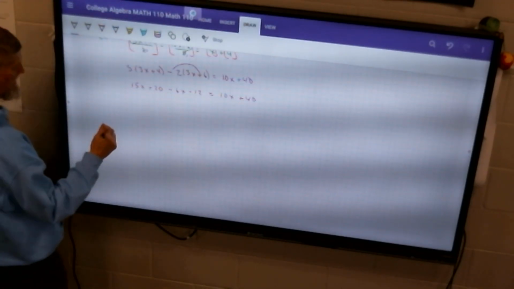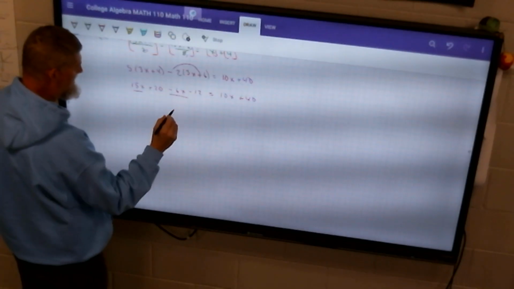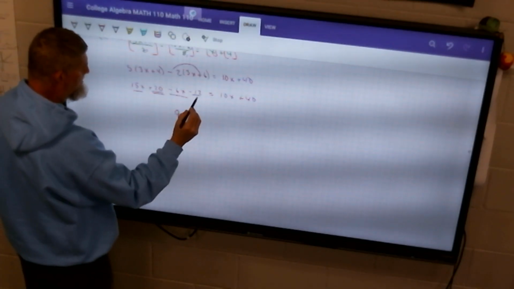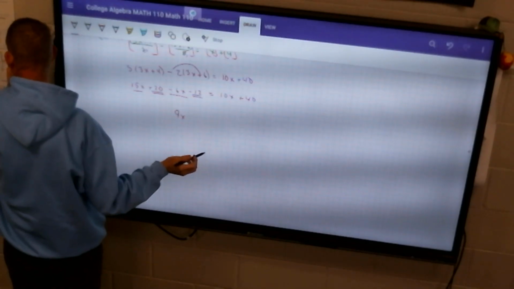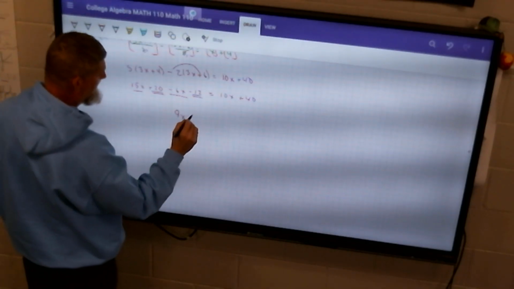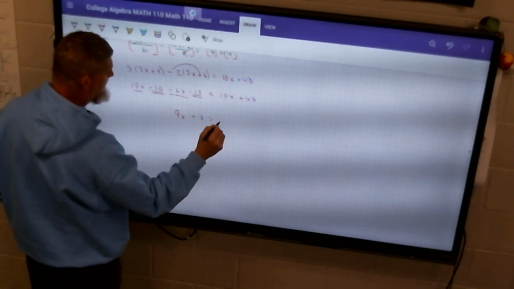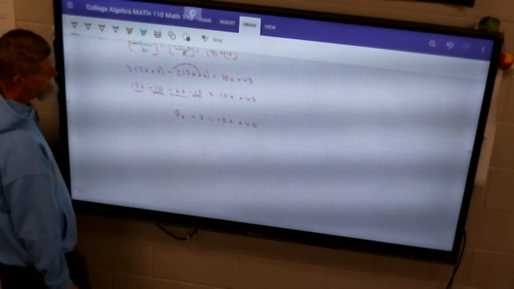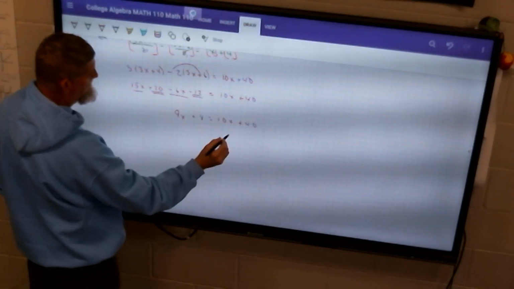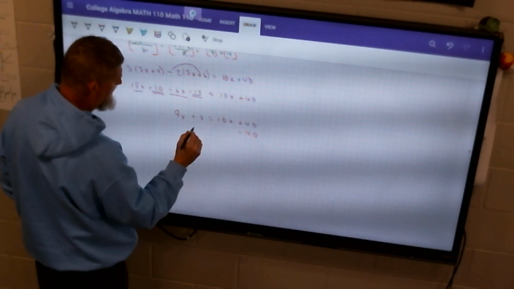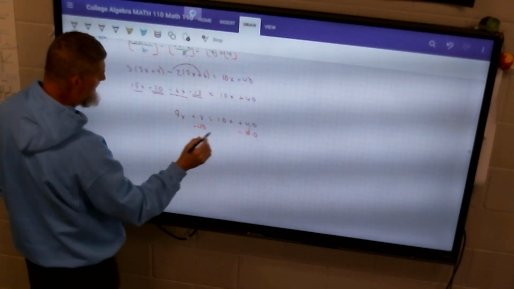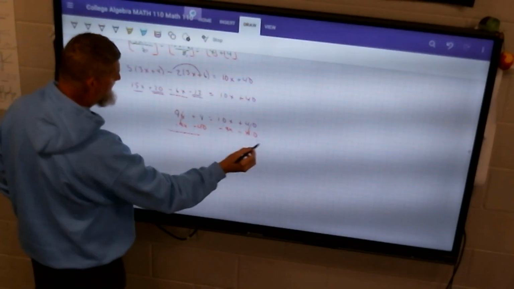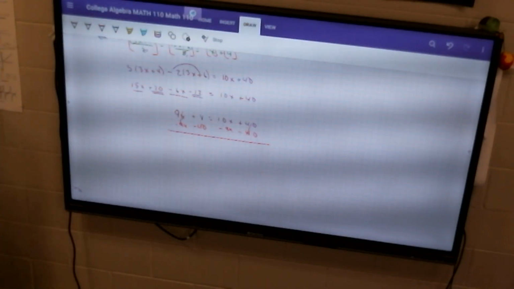And then you can combine on the left-hand side. 15x minus 6x gives me 9x. 20 minus 12 gives me, very good, 8. Equals 10x plus 40. So I'm going to go this direction, subtract 40. Subtract 9x. It doesn't matter which direction.